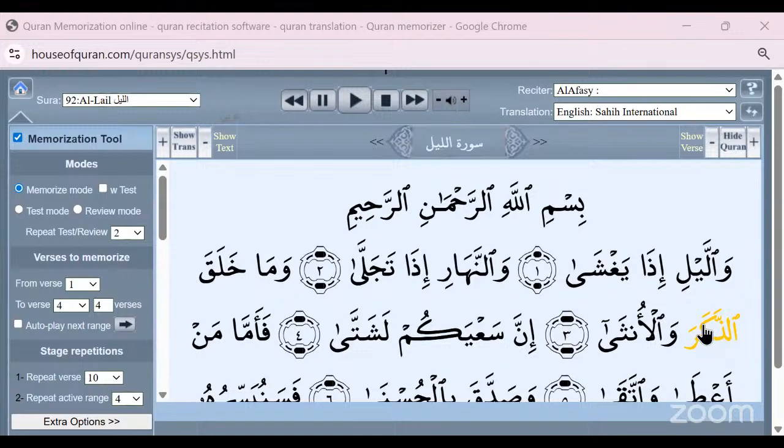ذَكَرَ. The kaf is light. Don't make it sound heavy. وَمَا خَلَقَ الذَّكَرَ. Wama khalaqa dhakara. وَمَا خَلَقَ الذَّكَرَ.